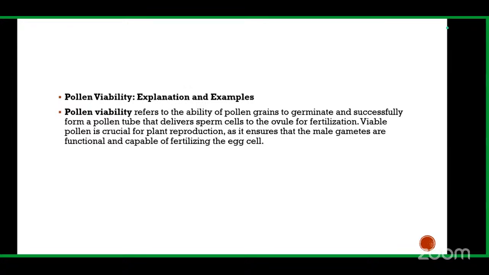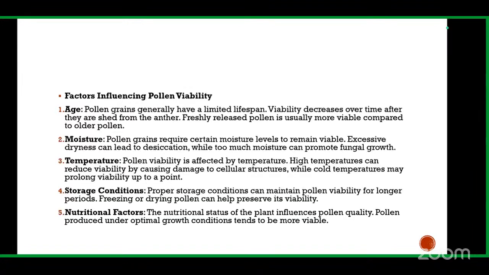Okay, and viable pollens ensure that the male gametes are functional and capable of fertilizing the egg cell. Look, there are many pollen grains, but it is not mandatory that all pollen grains will be viable. So it is very important for fertilization that pollen must be viable, meaning it must have the capacity to fertilize the egg cell. So what are the factors that influence pollen viability? Number one is the age of the pollen grain.